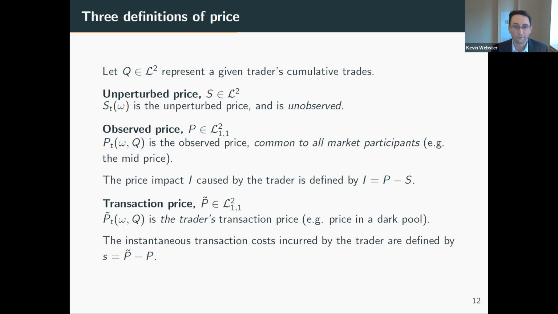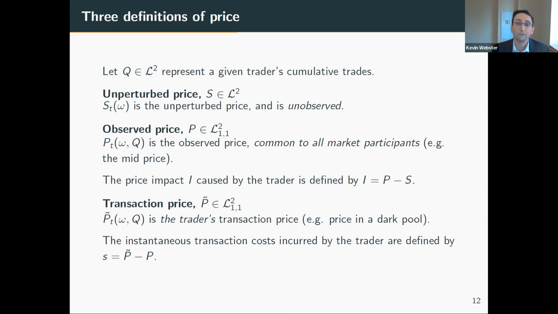So P is a function of T, omega, and Q. And the reason it is a function of Q is because of this what-if analysis I mentioned earlier, because of price impact. So P is the observed price. All the market participants agree on the observed price. Think of it as the mid price. It is observed, but it does depend on my actions on Q.